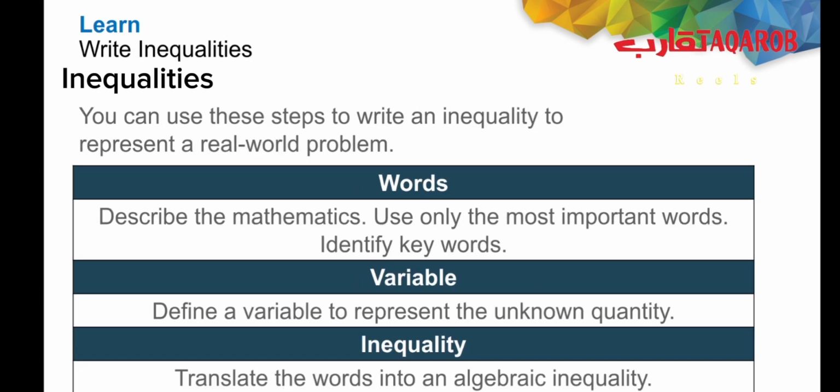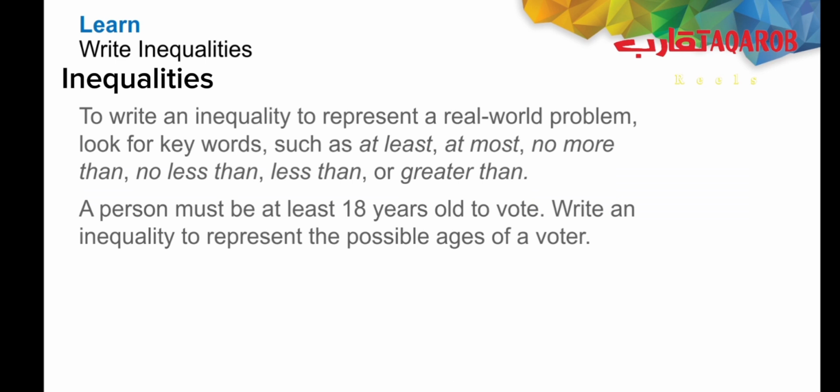Now, we use the same table, same strategy, same steps to write an inequality. First, I describe, looking for keywords that help me to describe the situation, and then I will represent the unknown quantity by a variable. And at the end, I will translate what I have from words, keywords, and signs of inequalities, and then form an inequality. Now let's try to do it.